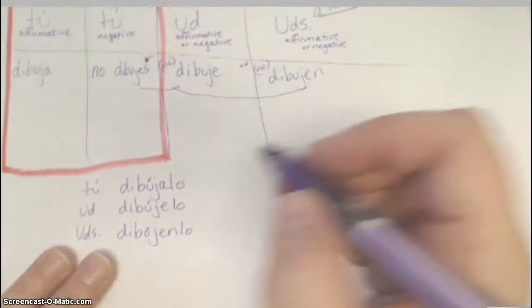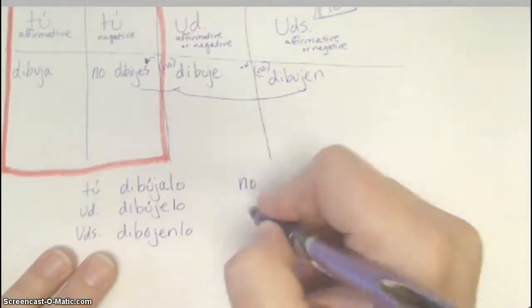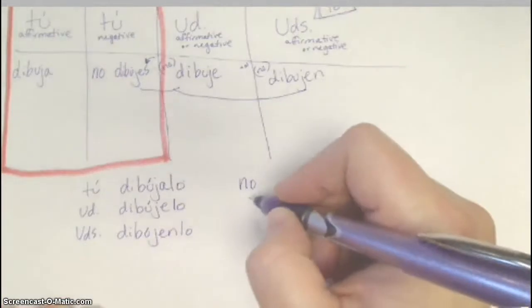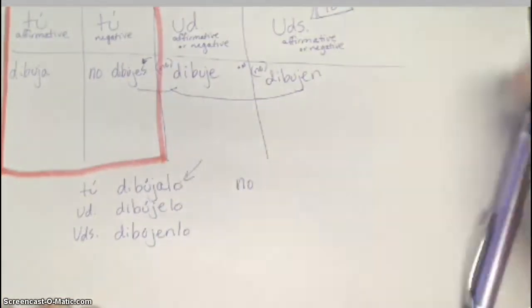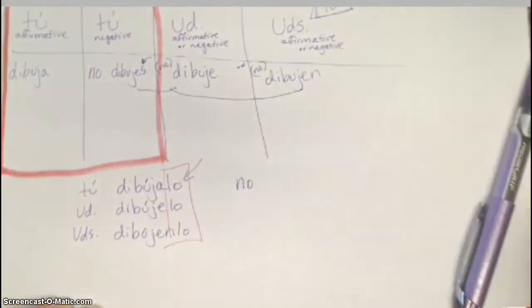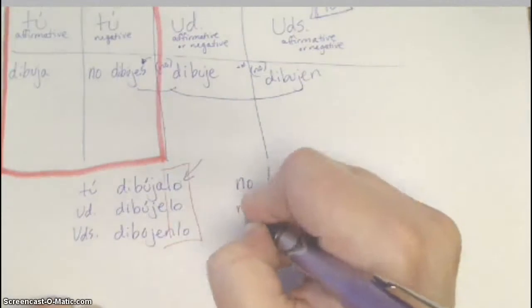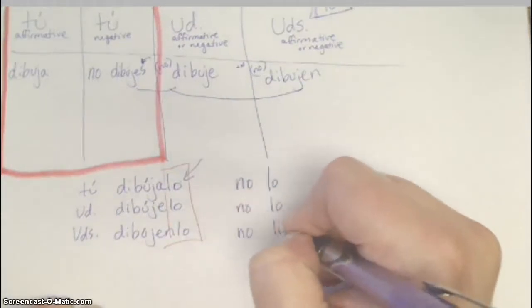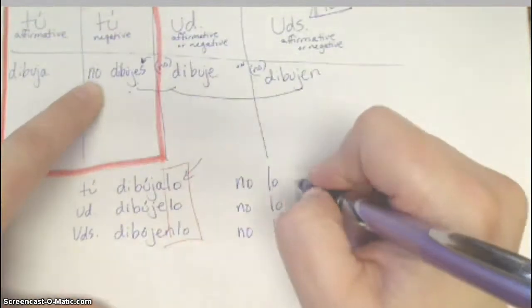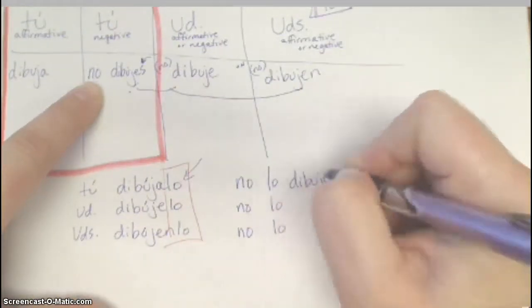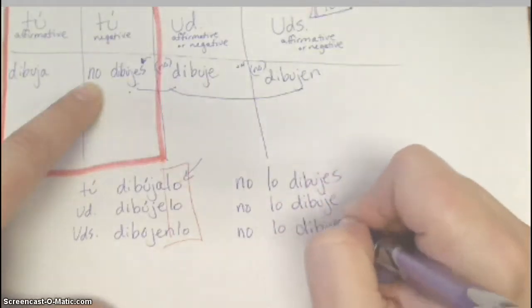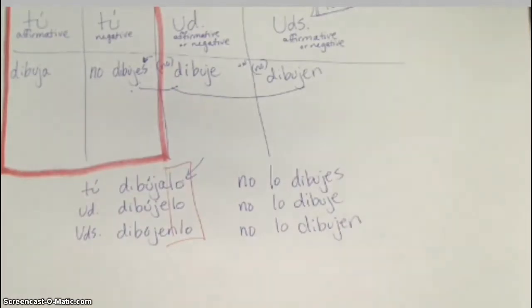Now, if I wanted to go negative, I'm going to go negative tú, negative usted, and negative ustedes. So when I go negative, instead of attaching the direct object pronoun to the end like this, I'm going to put it before it. So all of these are going to start with no lo. Now, for the tú form, I have a special little negative tú, right? So no lo dibujes, no lo dibuje, and no lo dibujen. So that's all the little changes that can take place there.